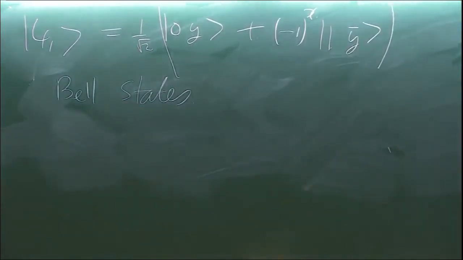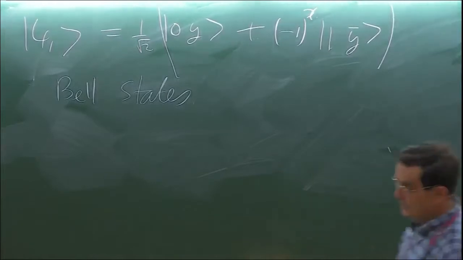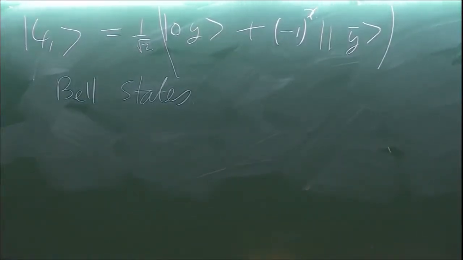If I take x equals y equals 0, we get the particular Bell state that I discussed just before in the context of the entanglement entropy.